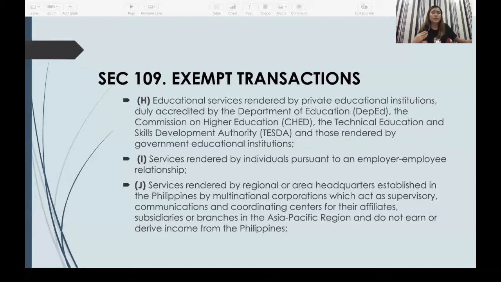But if yung multinational corporation will establish a regional operating headquarters and allowed to derive income from our country, so there is income. So there is an income tax kasi nga may income. So pag may income, merong business. So if there is a business, subject na siya for VAT.